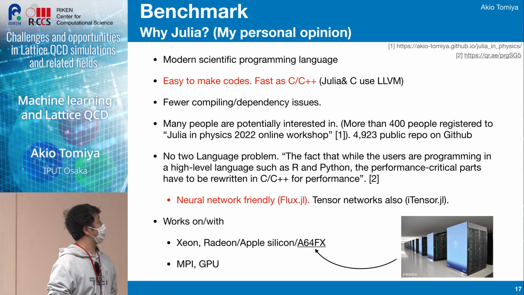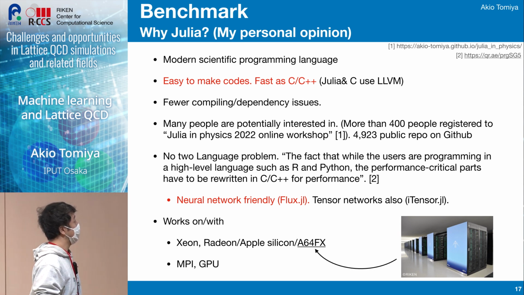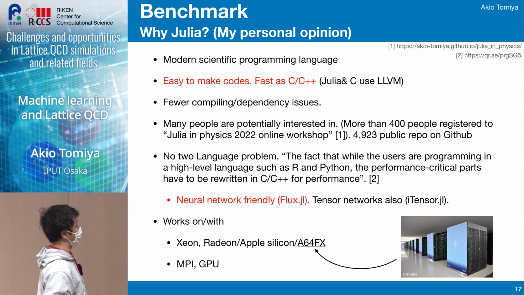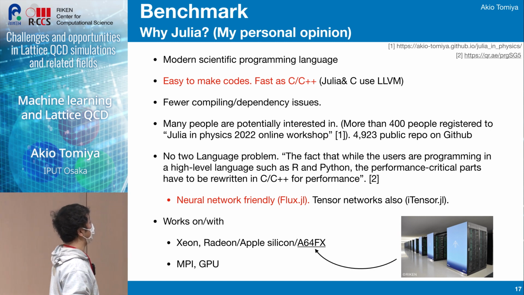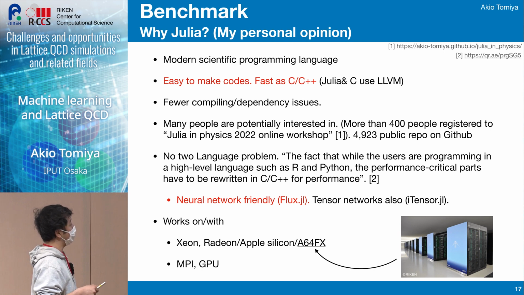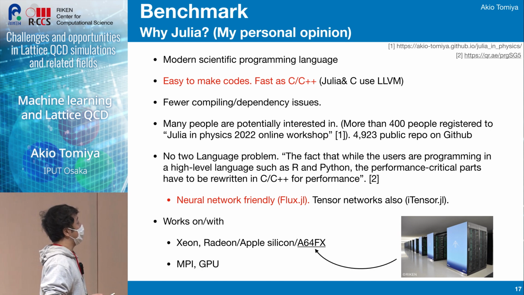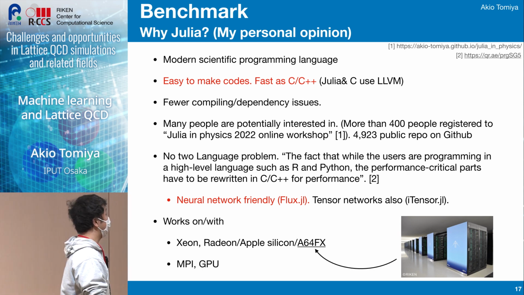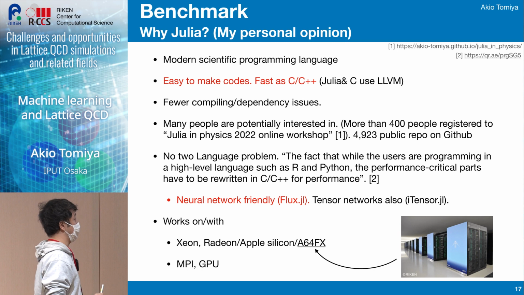And why did I choose Julia? This is my personal opinion. At least, this is a modern scientific programming language, easy to write code in, and fast as C or C++. Julia and C both use the LLVM backend. And there are fewer compiling or dependency issues. I always experience that if I download open source C code, I cannot compile it. But in the case of Julia, I just execute it. No explicit compile is needed. That is important, I think.